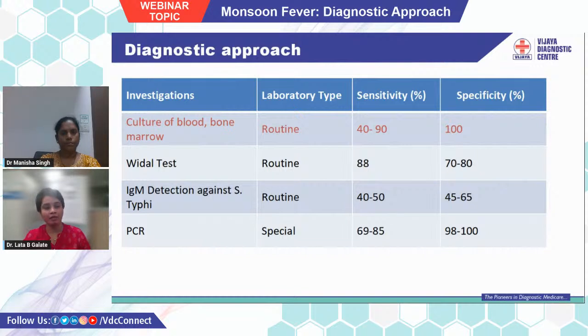A few people even prescribe IgM detection against Salmonella typhi, which is a rapid test with a sensitivity of 50% and specificity of 100%. Culture of blood and bone marrow are the most confirmatory tests, wherein bone marrow culture shows a sensitivity of even 90% and blood culture sensitivity of 50 to 70% if the blood was withdrawn at the time of a fever spike. Even stool culture can be done, but it has a sensitivity of only 30 to 40%. PCR is also available with a high specificity of 100% and sensitivity of 80%.